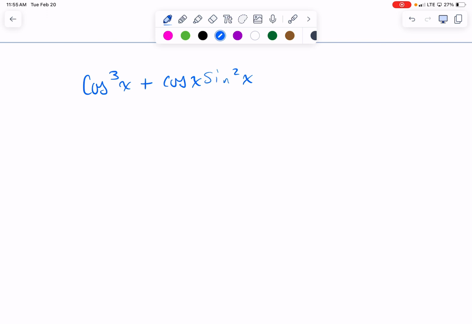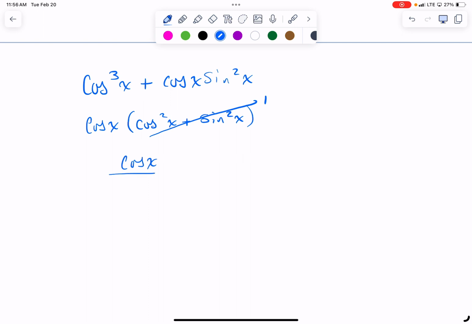I could GCF factor a cosine x out of it, right? And then I'm left with cosine squared x plus sine squared x, which is... oh, that's an identity, right? That's equal to 1, so this simplifies to cosine x. This is just algebra, pretty much. Right? We're not doing anything really silly, but you have to use your identities and substitute them in and use them to simplify things.